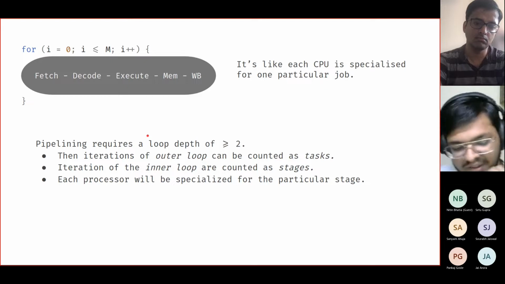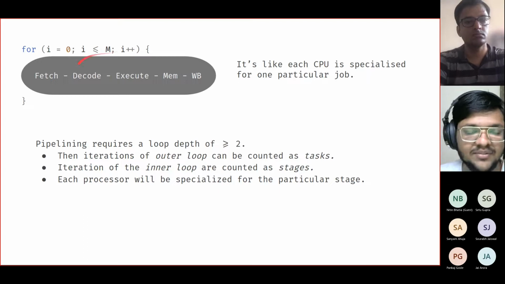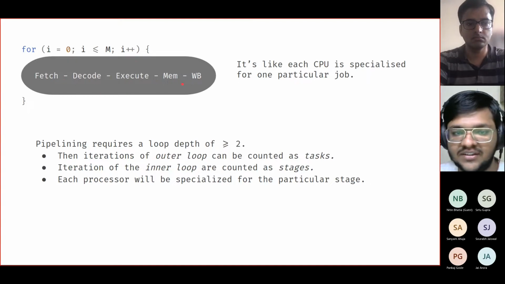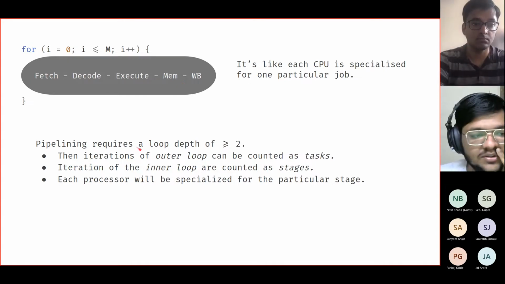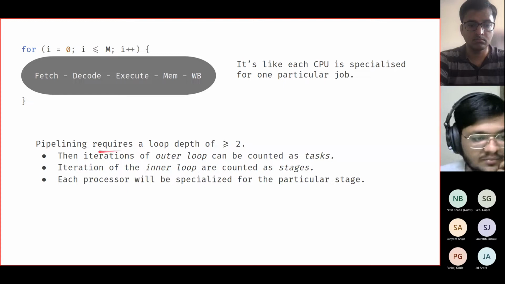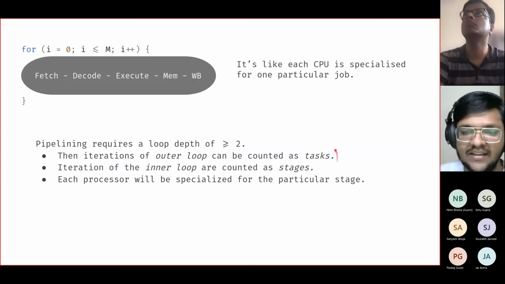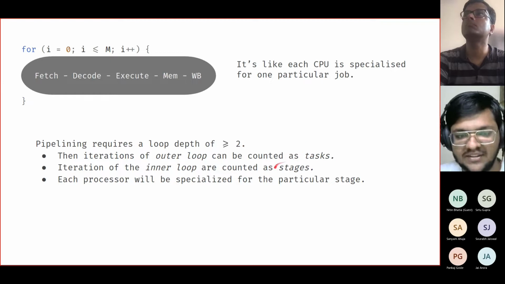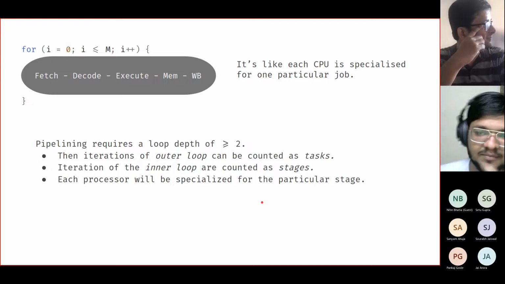So at the compiler level, what we are doing is specializing each task into n stages. At the hardware level it's fetch, decode, execute, and at our software level we take it as the jth iteration. Pipelining requires a loop depth of greater than or equal to 2, because then each iteration of the outer loop can be counted as a task and the inner loop as stages, and after that we can specialize each stage for the particular process.